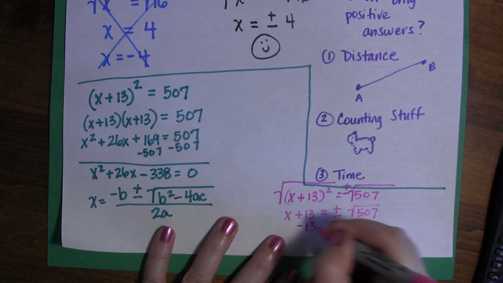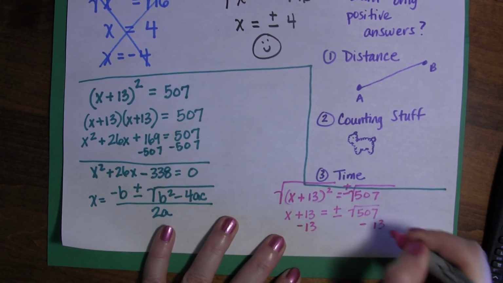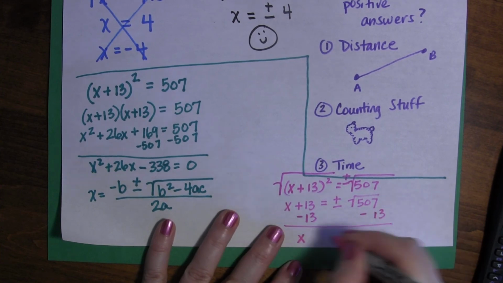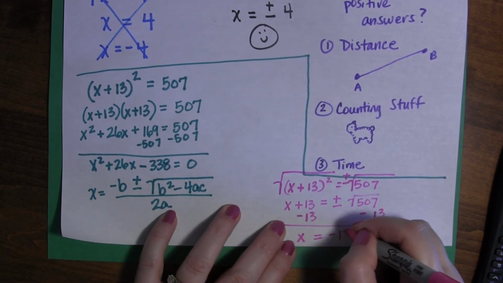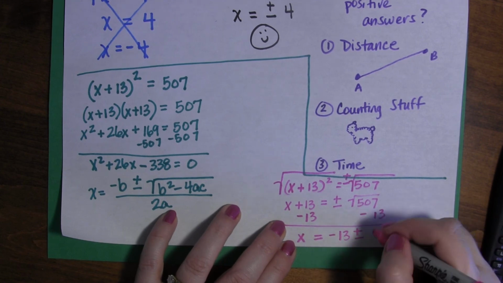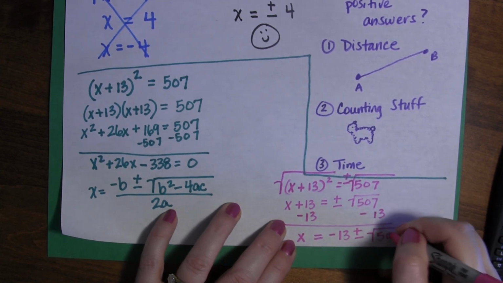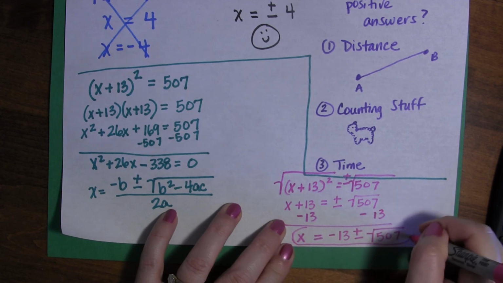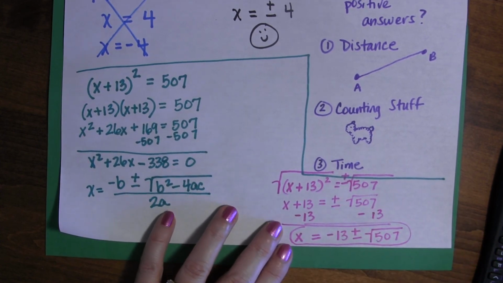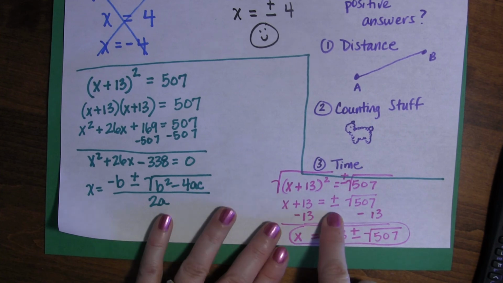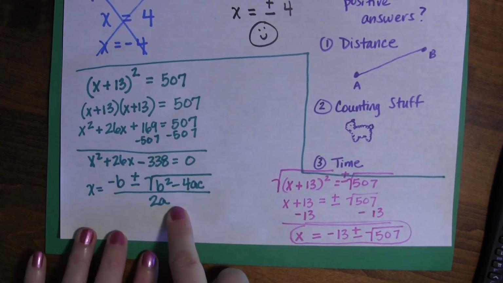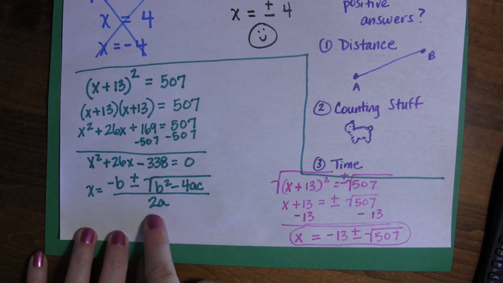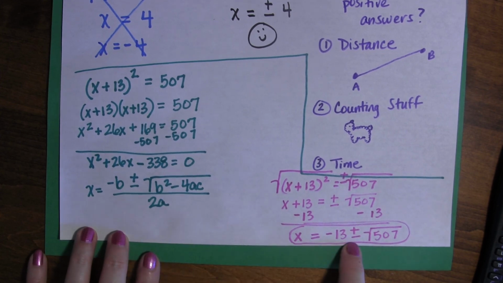And then I subtract 13 from each side. So I get x equals negative 13 plus or minus the square root of 507. And that is my answer. Look at how much easier this is than this over here. I mean, this, I bailed. I didn't even fill in the numbers for my variables A, B, and C, and I didn't crunch through. If I had, I would have come up with this answer.